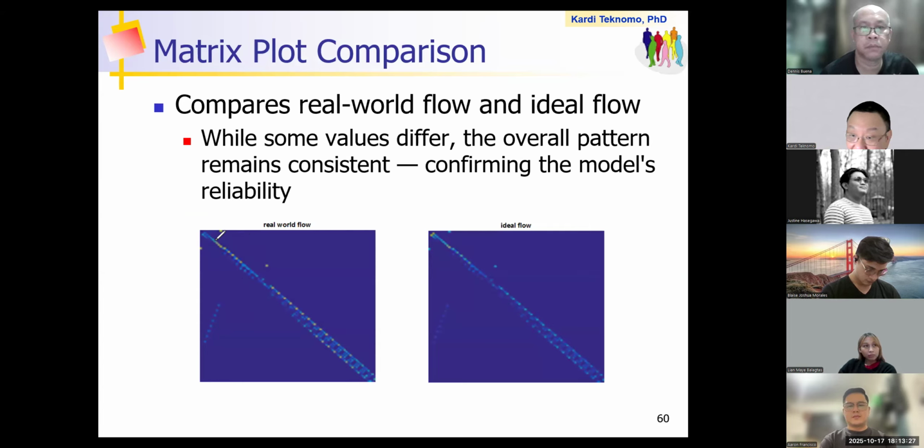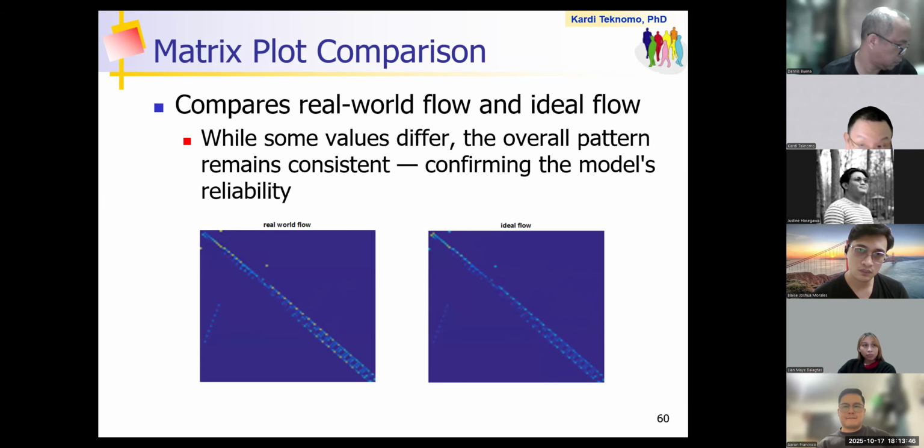Can you see, on the right, left, and the ideal flow, are they almost the same? Yes, almost the same. So the overall pattern remains consistent. Even the color is almost the same, confirming that the model is actually reliable enough.